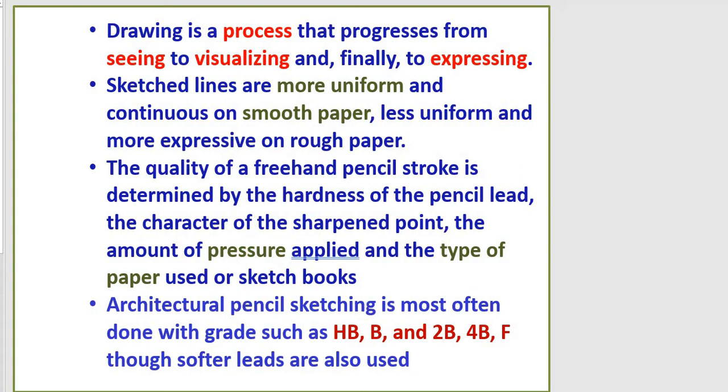But they suggest for architectural pencil sketching, almost they use HB, B, 2B, 4B, and H, F. If you use HB or B, it's a medium one. And if you go more than H, it's a little bit hard. So depending on the pressure from each person, you can select which one is the best for you when you sketch.